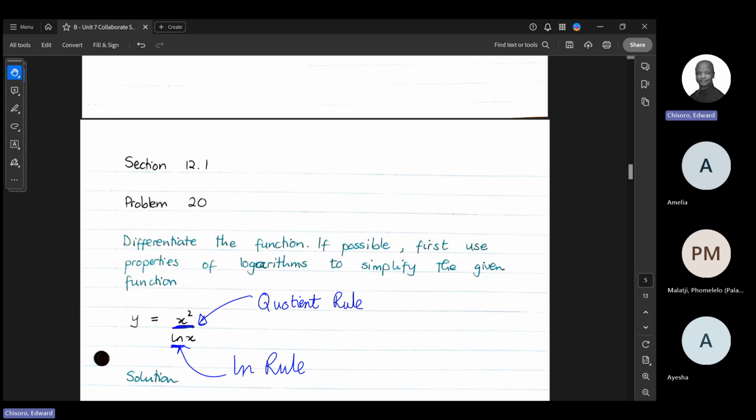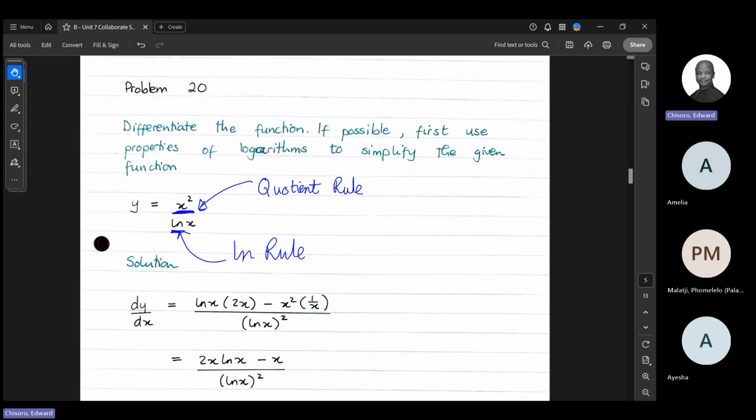So we're going to do that. Firstly, if we have a quotient, I'm going to call that u and v. Our numerator is u and our denominator is v. For the quotient rule, y prime would be v times u prime minus u times v prime, divided by the square of the denominator. So that is the quotient rule.